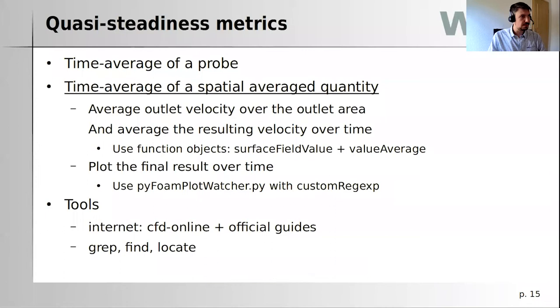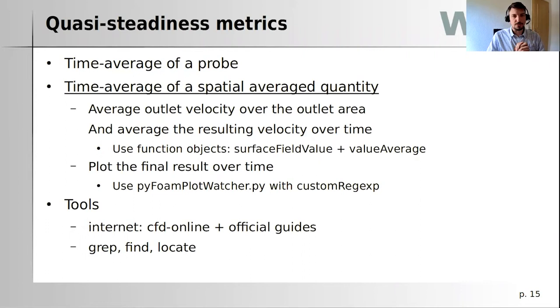Okay, so what metrics can we have for the quasi-steadiness? First of all, it's just a probe, so you put a probe onto some location and time average this probe. What we will do here is we get the average of the outlet velocity over the outlet area, and we average this one over the time, right? So in the end, we have just one velocity which is averaged in space and time.